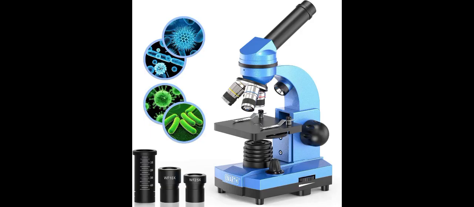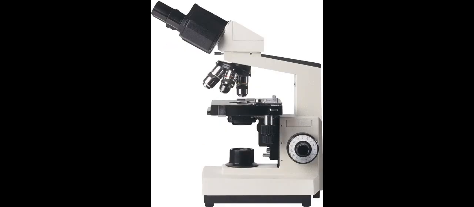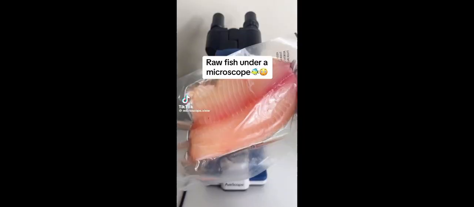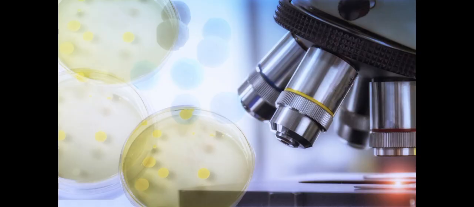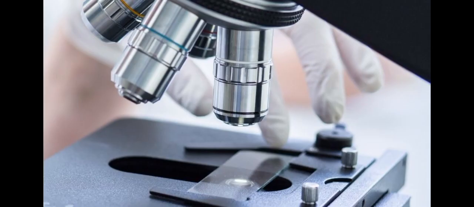A microscope is a laboratory instrument used to examine objects that are too small to be seen by the naked eye. Microscopy is the science investigating small objects and structure using a microscope. Microscopic means being invisible to the eye unless aided by a microscope.